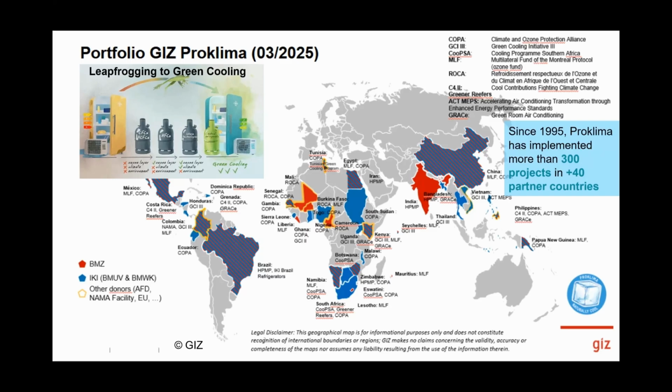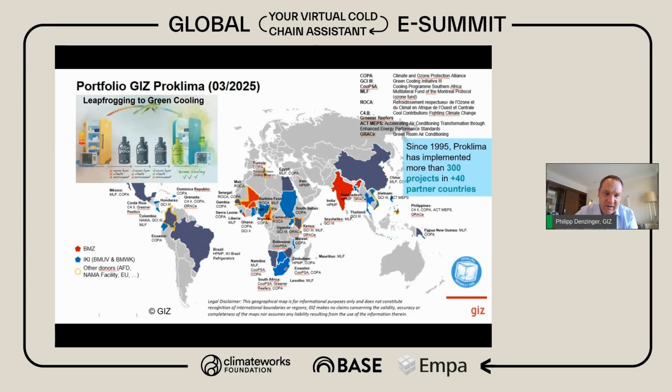So we've been working over 30 years, controlling substances, CFCs, HCFCs, HFCs, in the countries, but we also combine the climate change. So we usually do policy advice, technology demonstration, and capacity building, and we try to do leapfrogging to green cooling, meaning moving straight to natural refrigerants. In the beginning, there were natural refrigerants. Then we had CFCs, HCFCs, HFCs. Now we have HFOs, forever chemicals, and so on.